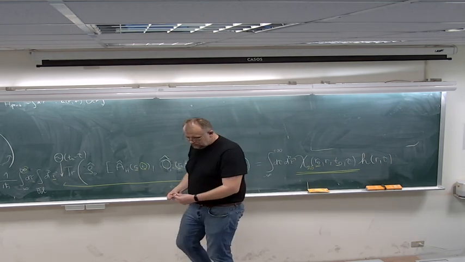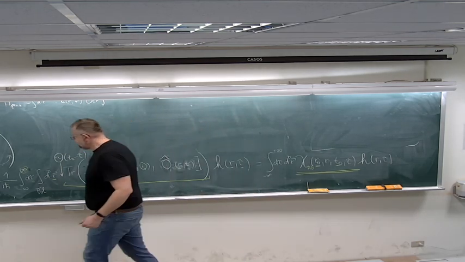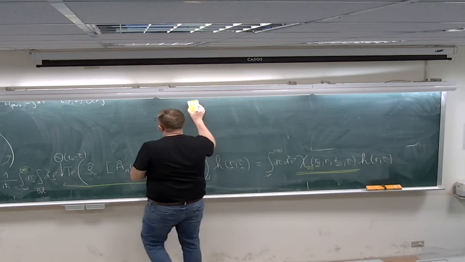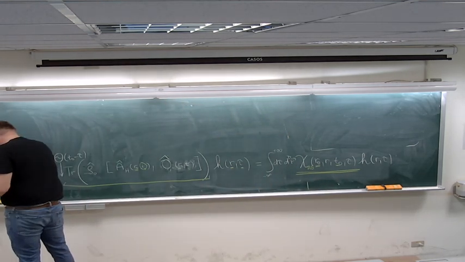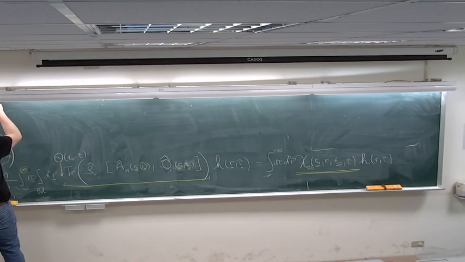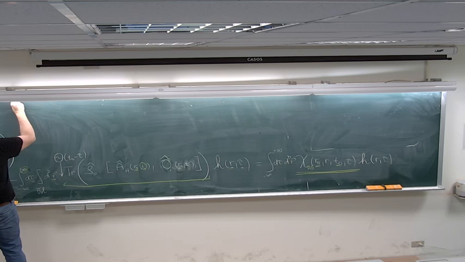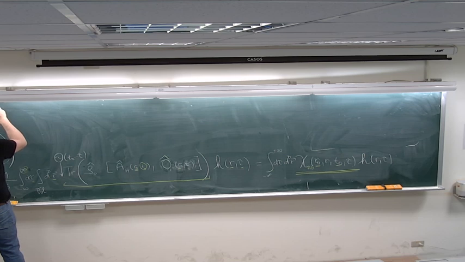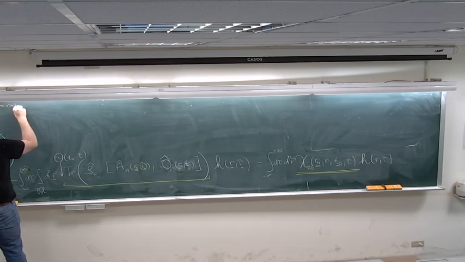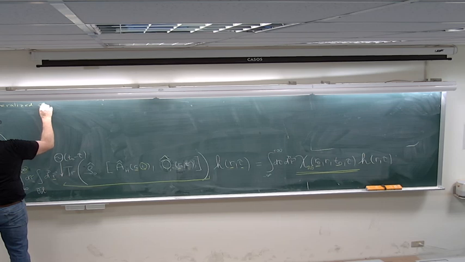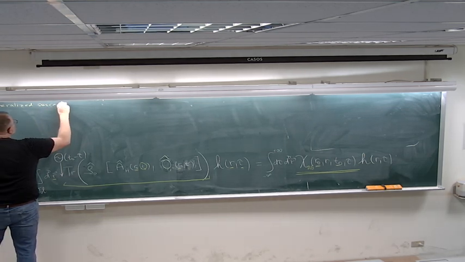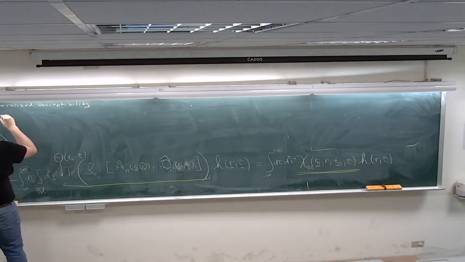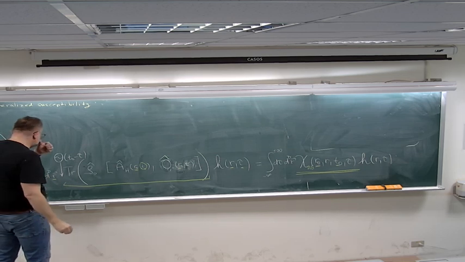So now I can write the Kubo formula in its full beauty. After a lengthy derivation, we derive the Kubo formula for the generalized susceptibility.